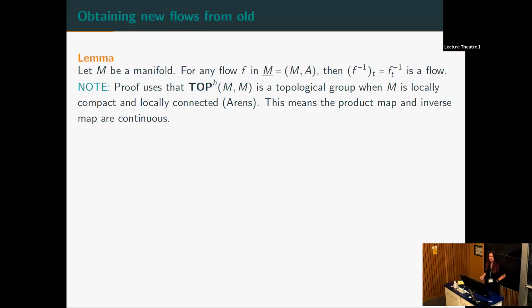A point to note is that this uses that this space, Top^H(M), is a topological group. Because we chose that M was a manifold, this is true. But all the theory that I'm going to talk about works also if M is any locally compact, locally connected space. What it means to be a topological group is that the product map and the inverse map are continuous. So in particular, what we're using here is that the inverse map is continuous.